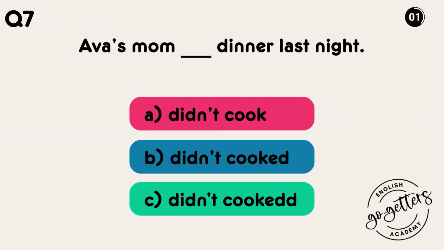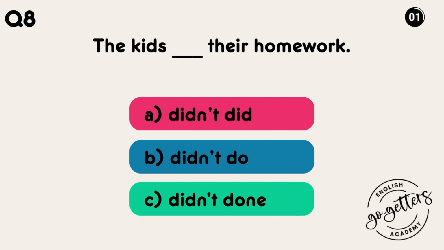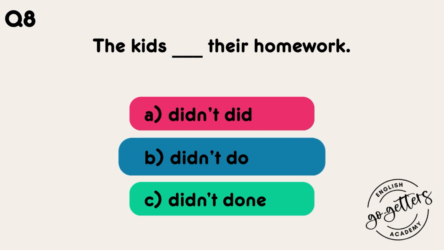Question 7. The correct answer is letter A. Ava's mom didn't cook dinner last night. Question 8. The correct answer is letter B. The kids didn't do their homework.